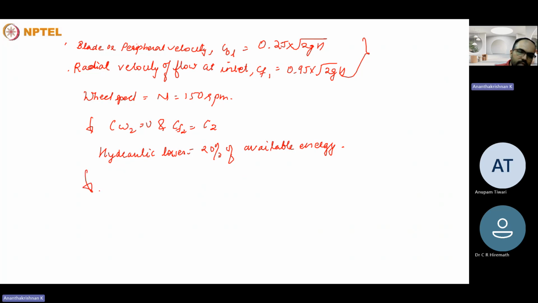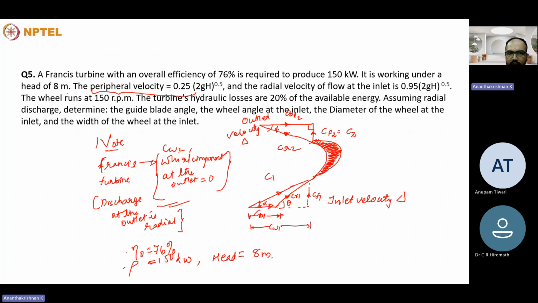So basically we have almost everything. The head is given as 8 meters. The peripheral velocity, the blade velocity, we can calculate straight away. The radial velocity at the inlet, that is CF1, we can also calculate straight away.